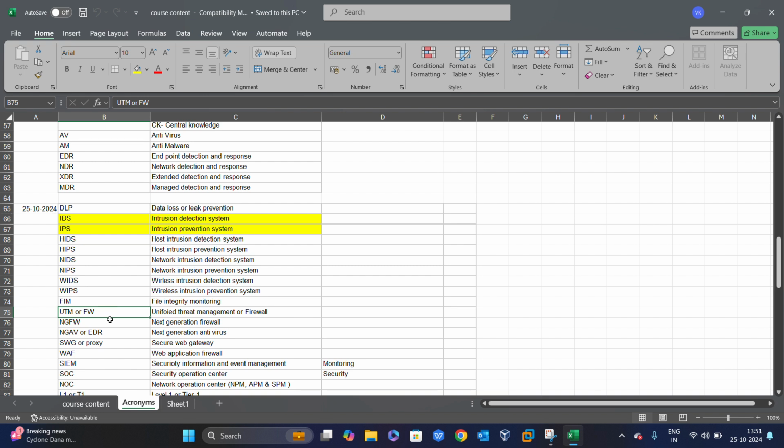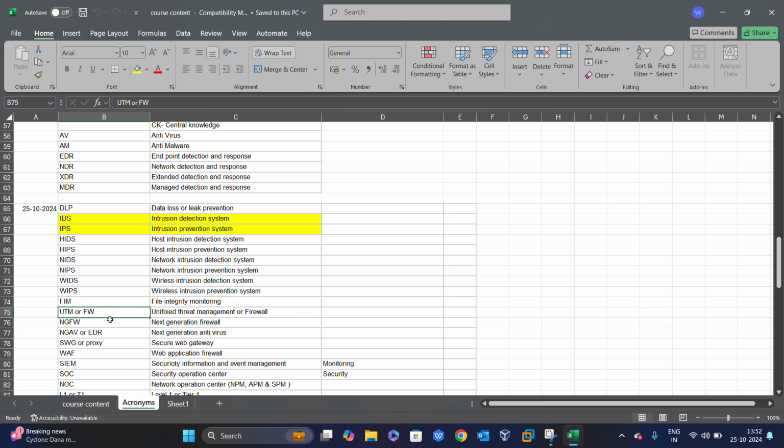That is the firewall definition also. So UTM is also called a firewall, Unified Threat Management. This is approximately from 2005 to 2017. From 2005 to 2017, we used to call it a UTM or firewall. But the current generation of firewall, we call it a next generation firewall. The next generation firewall has advanced features compared to a normal firewall.